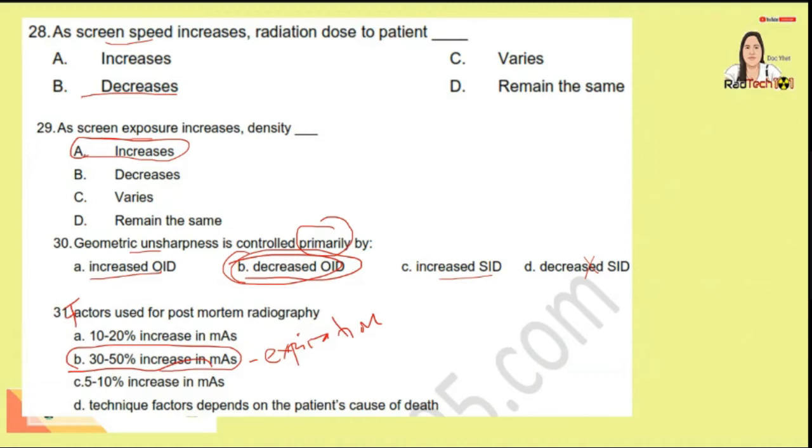Pero kapag medyo matagal na, so the patient is dead for more than 30 minutes, kailangan natin mag-increase ng KVP by as much as 50%. So, ito kapag kamamatay lang, and kapag more than 30 minutes na siyang patay, 50% na ang increase. Because sa chest, doon napupunta yung kanyang mga blood kapag namatay na yung isang tao. Tapos wala pang air doon kasi hindi na nga makapag-inhale yung patient. So, sa post-mortem, 30 or 35 to 50% increase in MAS is recommended.